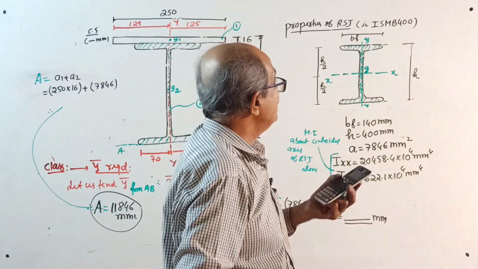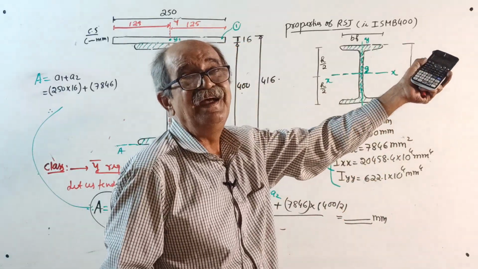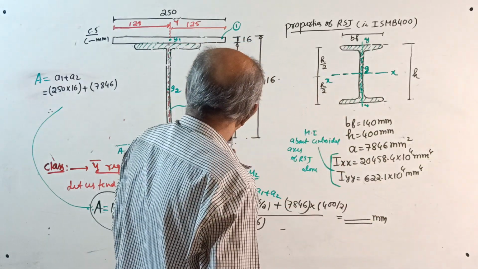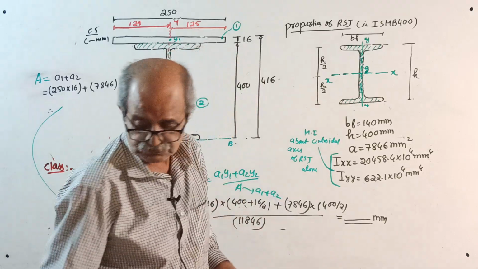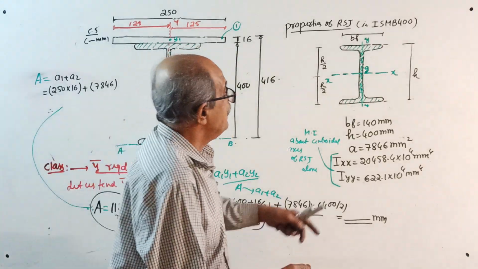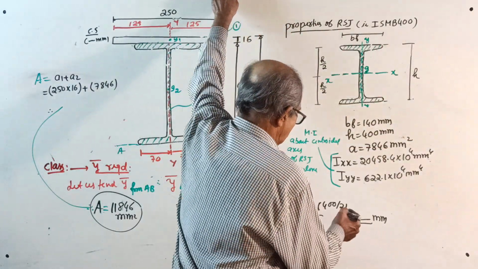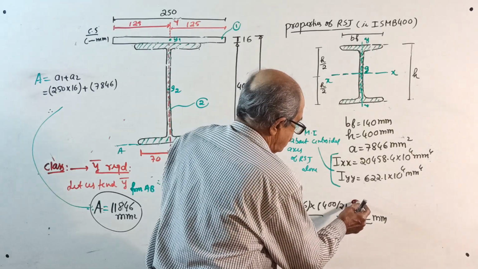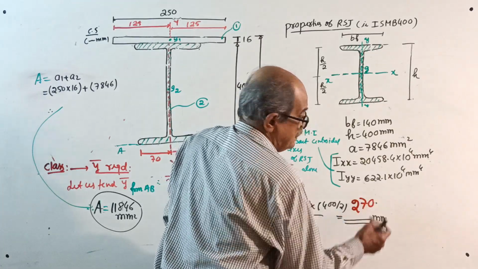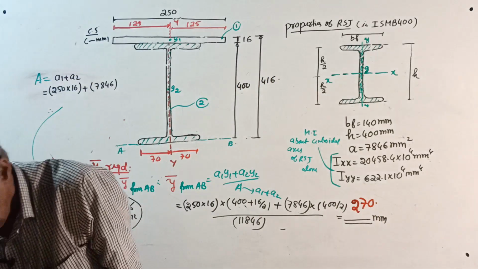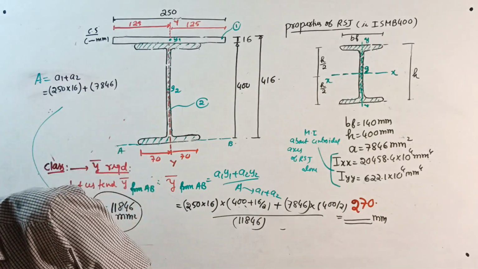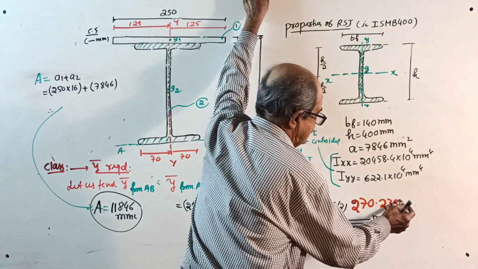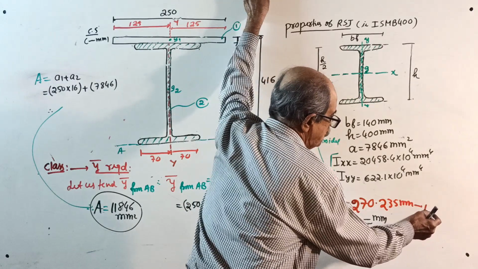I checked it. I was getting wrong because I did it from the top edge. Okay. 270.235. No problem, I made a note there. 270.235, actually more digits are sufficient. 270.235 millimeter. Now make a note.